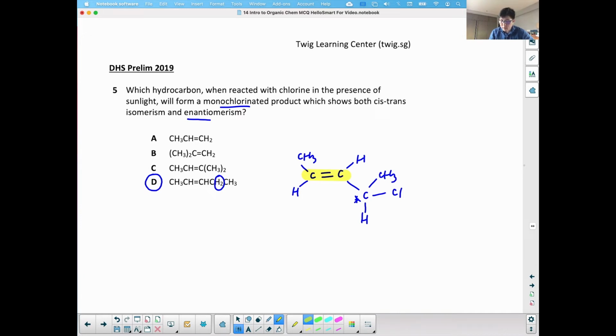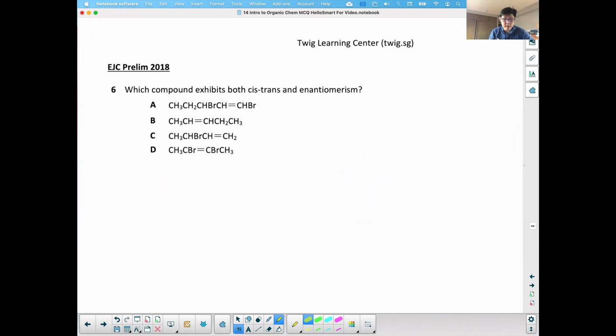Okay, let's look at question 6. Which compound exhibits both cis trans and enantiomerism? So again, it must have cis trans, means a double bond, whereby these two groups must be different, and these two groups must also be different, right? Different, this part different. Okay, and of course chiral center. So let's take a look. The answer for this, if you look at it carefully, it would be option A.